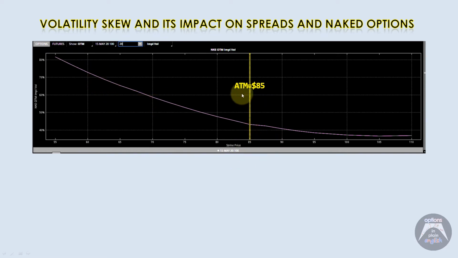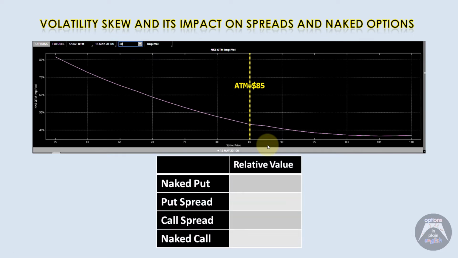So we have the skew, we have the at the money, which is $85 here. And we're going to start analyzing. To analyze what is expensive and what is cheap, we're going to have a comparison between puts, so naked puts, put spreads, call spreads, and naked calls. We're going to figure out whether a put is cheap, a put spread is cheap, a call spread is expensive, a naked call is expensive, and that way we can think of strategies that may take advantage of this.